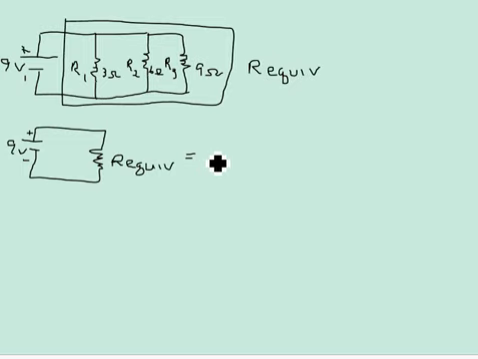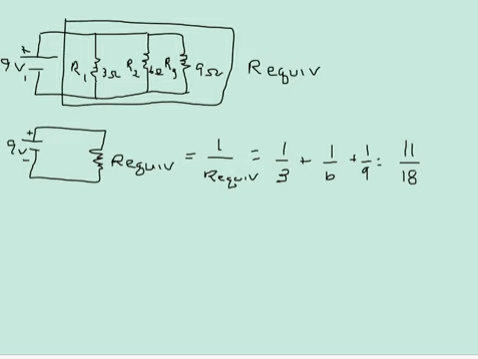So we would say that 1 over R equiv is equal to the sum of the inverses. So 1/3 plus 1/6 plus 1/9. Alright, now I did some fraction work. I have to put this all over a common denominator. The common denominator is 18, so I get essentially 6/18 plus 3/18 plus 2/18, and that gives me 11/18.